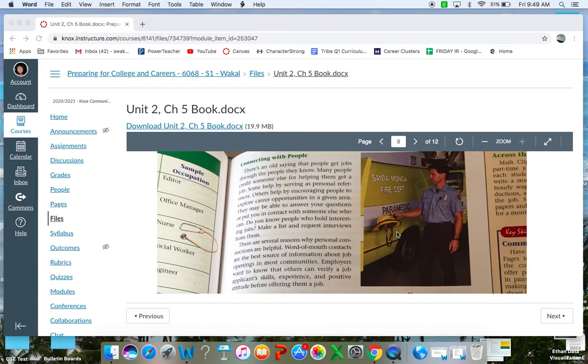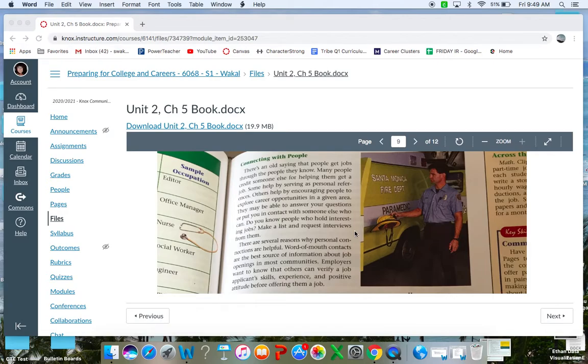Okay, the next section talks about connecting with people. This is pretty important as well. There's an old saying that people get jobs through the people they know. Many people credit someone else for helping them get a job. Some help by serving as personal references. Others help as encouraging people to explore career opportunities in a given area. They may be able to answer questions or put you in contact with someone else who can.